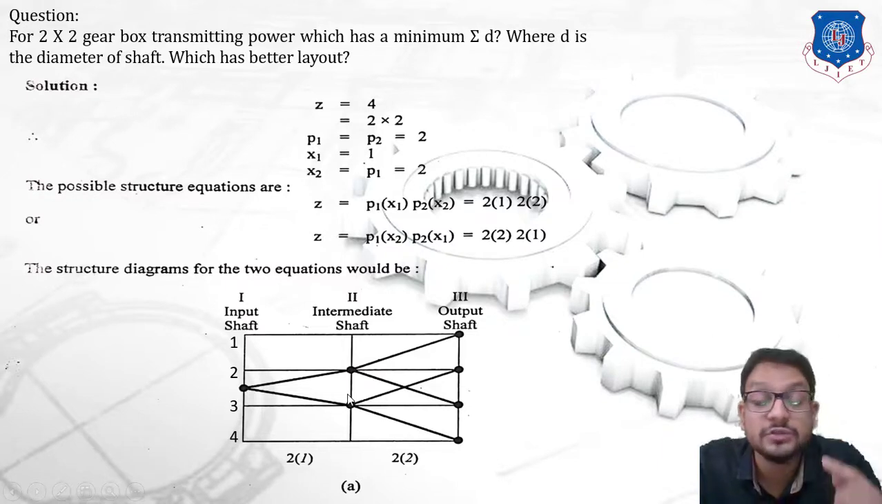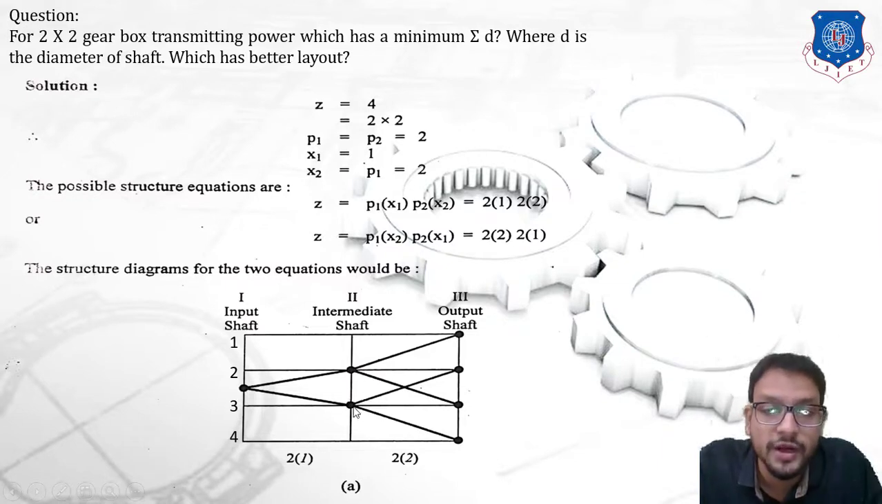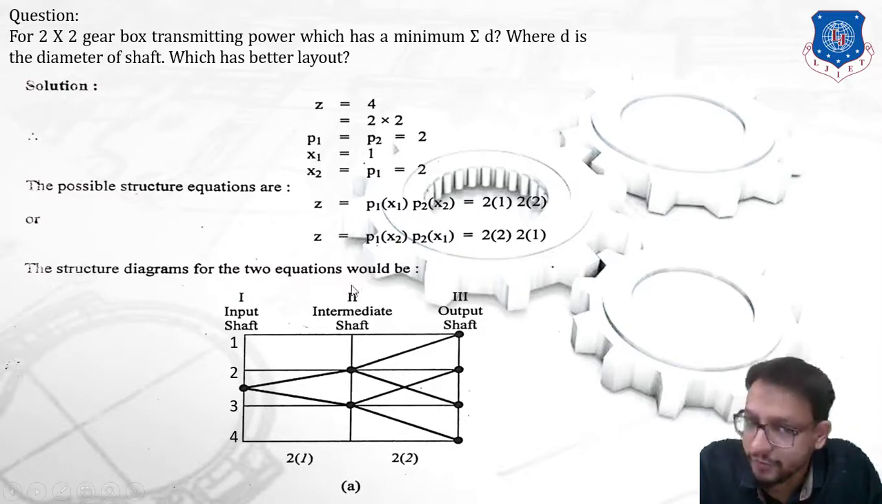So we would say x1 is equal to 1, so at a distance of 1 unit. You can see this position represents 1 unit. So over here, 2 1. Now we have arrived at an intermediate shaft position.